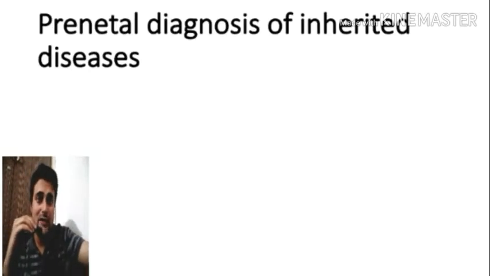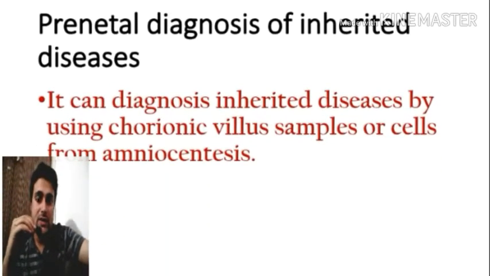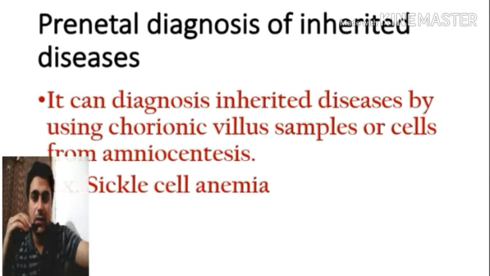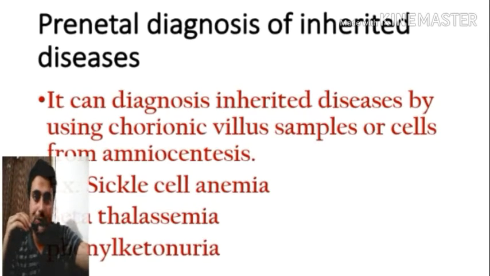The next application is the prenatal diagnosis of inherited disease. It can diagnose inherited disease by using a chorionic villus sample or cells from amniocentesis. The amnion is a covering of your fetus, so you can get some fluid from there and check for the diagnosis of genetic diseases like sickle cell anemia, beta thalassemia, or phenylketonuria.